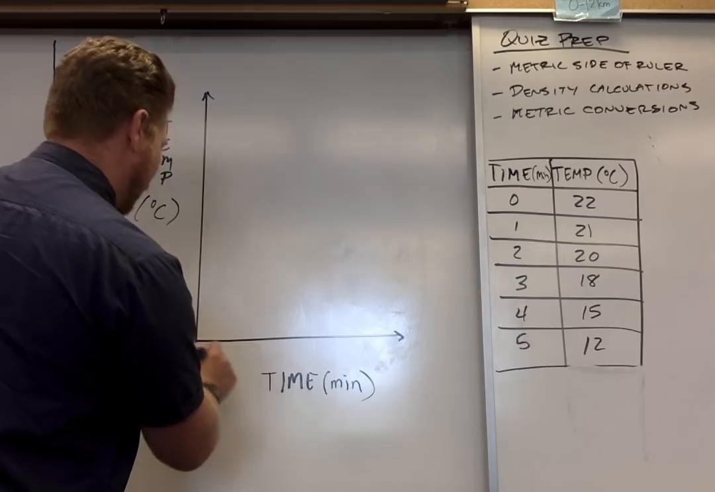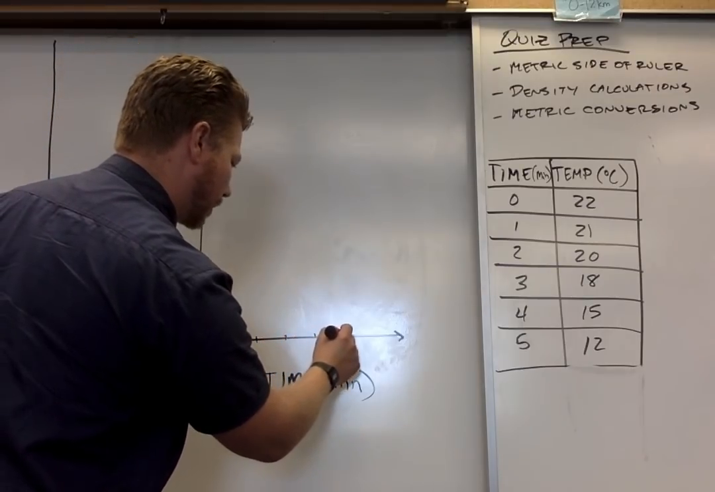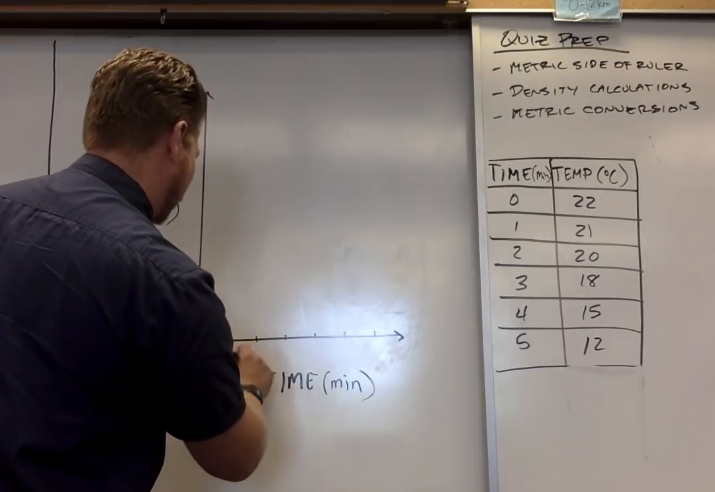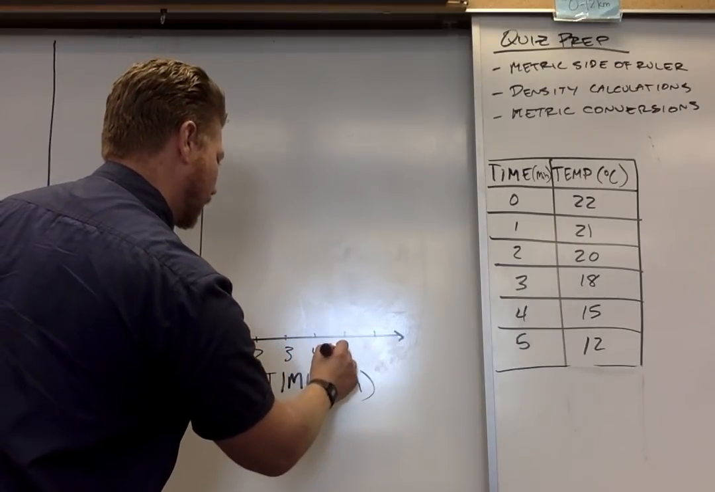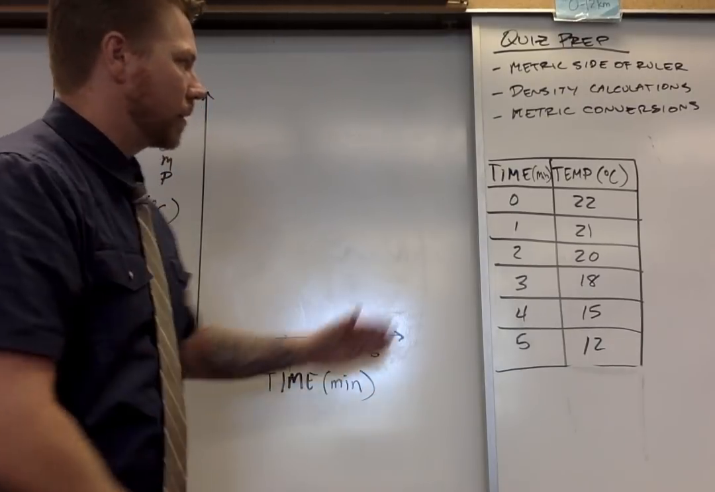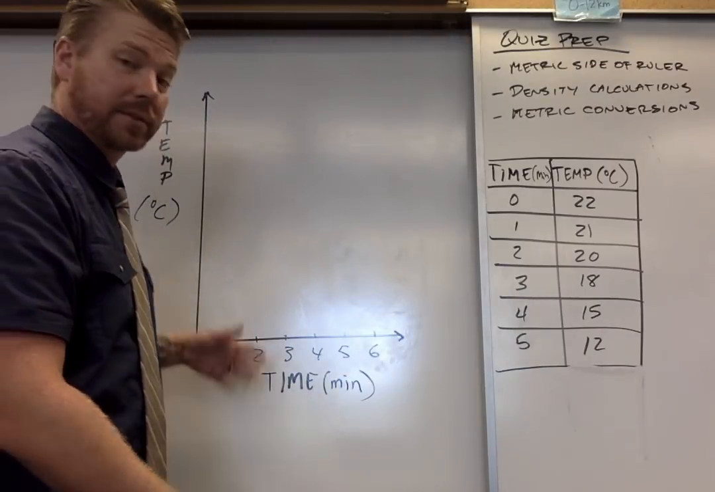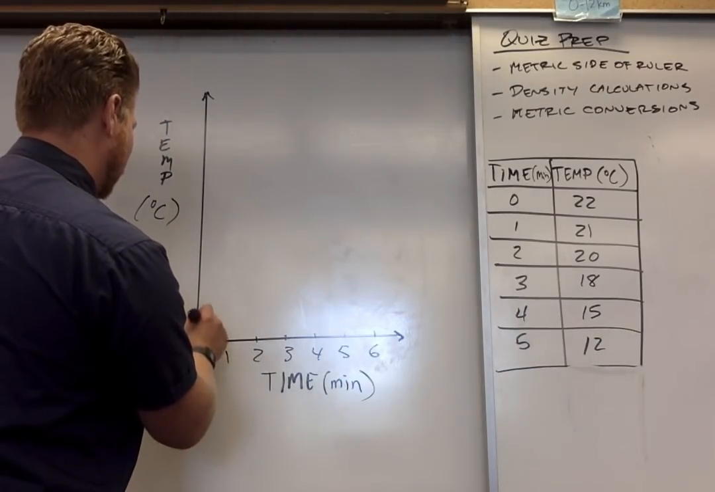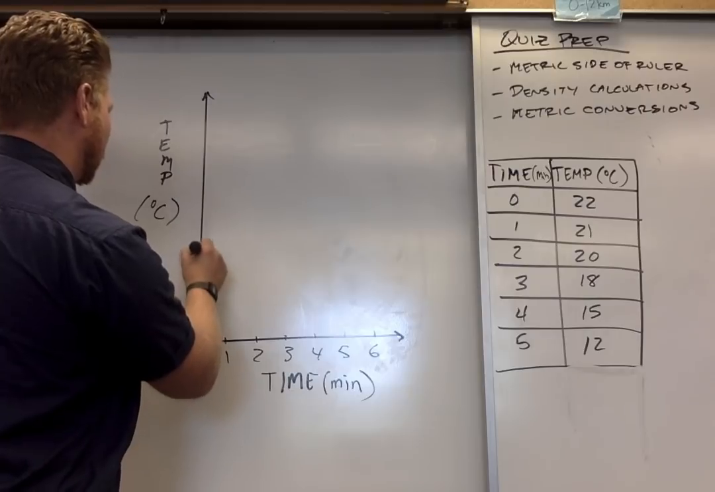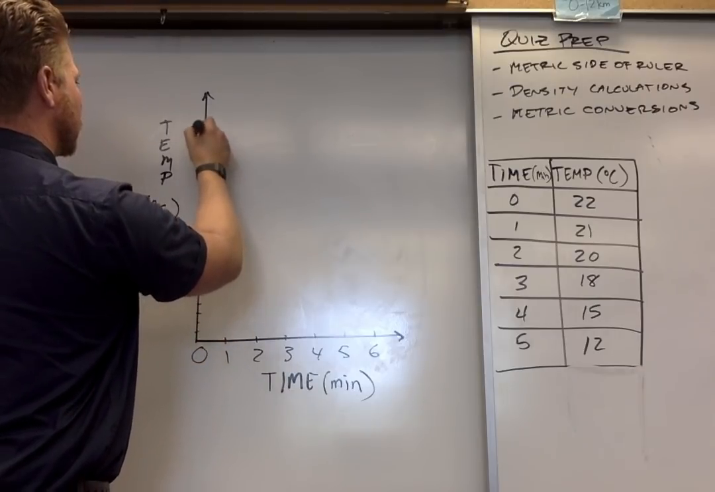So I'm going to put 0 right there, and then I got 1, 2, 3, 4, 5, 6. Is it okay that I have 6 there? Yeah, it's fine. Now we need to go over here. So I'm going to go all the way up to 25, from 0 to 25. Ready? 1, 2, 3, 4, 5, 6, 7, 8, 9, 10, 20, 21, 22, 23, 24, 25.